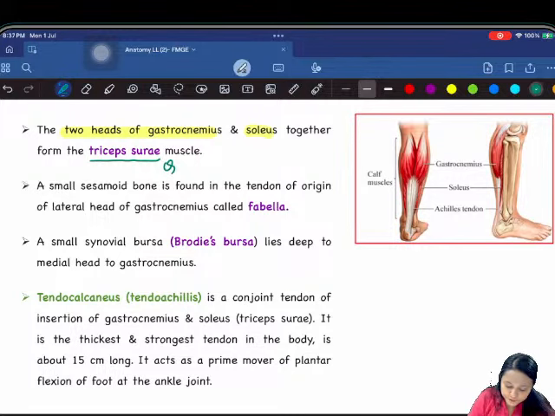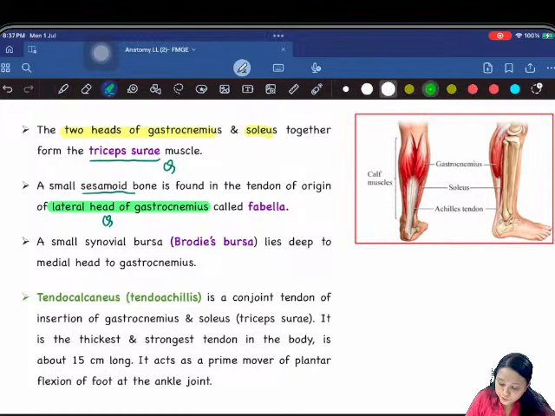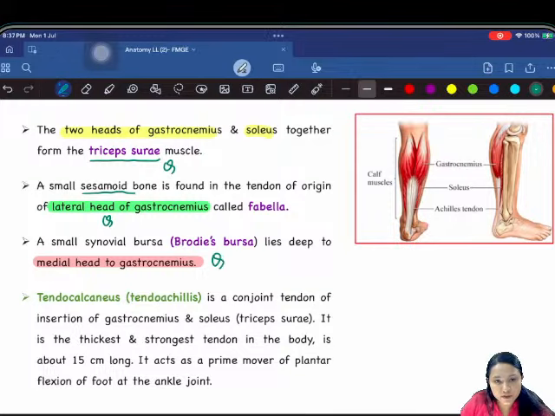Now, as already discussed, you have a small sesamoid bone, and what is important to remember is that it is on the lateral head of the gastrocnemius. This is one question which has been repeated in the FMGE. There is a small synovial bursa which lies deep to the medial head, so they might ask a question on the medial head next time. That is the Brodie's bursa. If they ask about the Brodie's bursa, it is deep to the medial head of gastrocnemius. If they ask about the sesamoid bone, that is on the lateral head of the gastrocnemius.